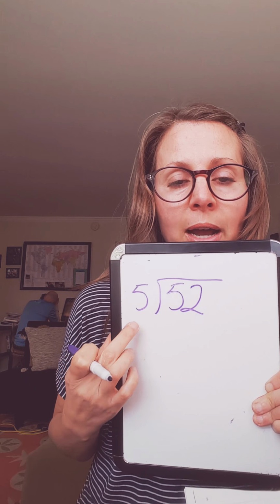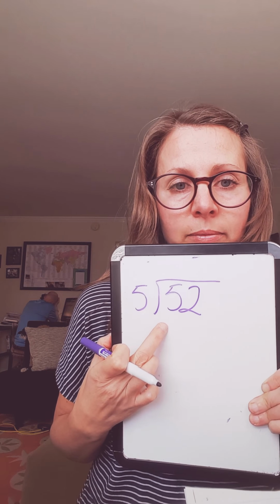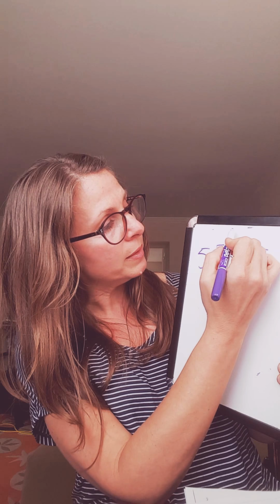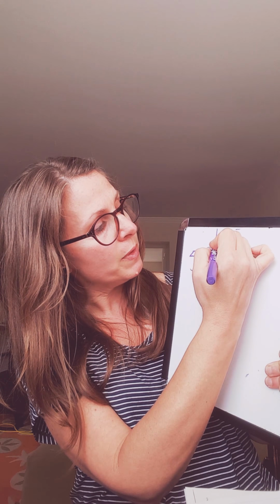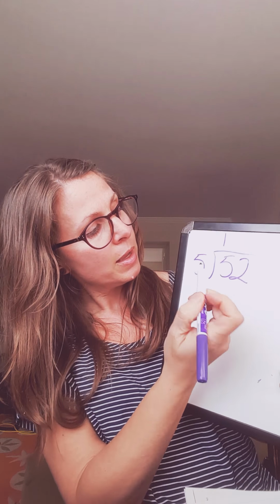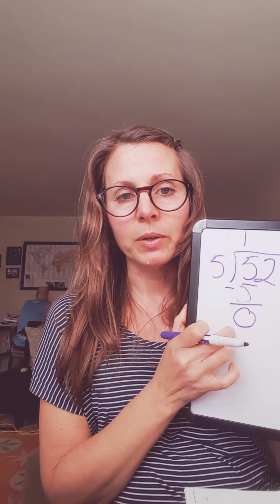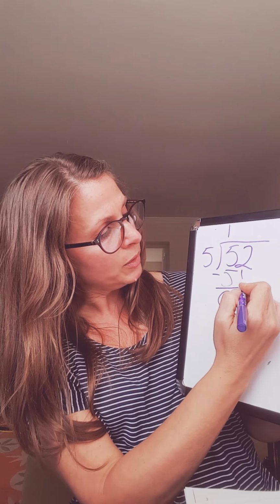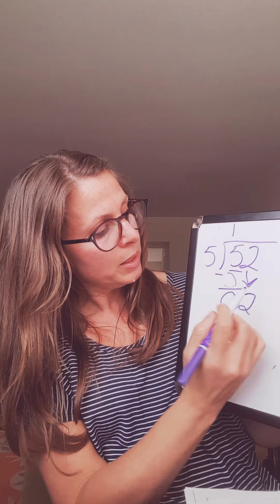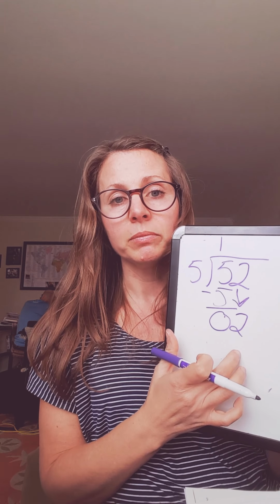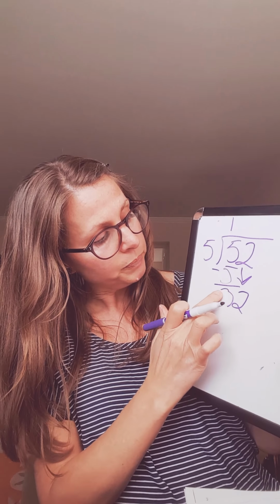So first we divide. Can 5 go into 5? Yep, it can. It can go once. So that 1's going to go over the 5. 1 times 5 is 5. We subtract and we get 0. 5 can't go into 0, so let's bring down that 2. 5 can't go into 2. So now we know.